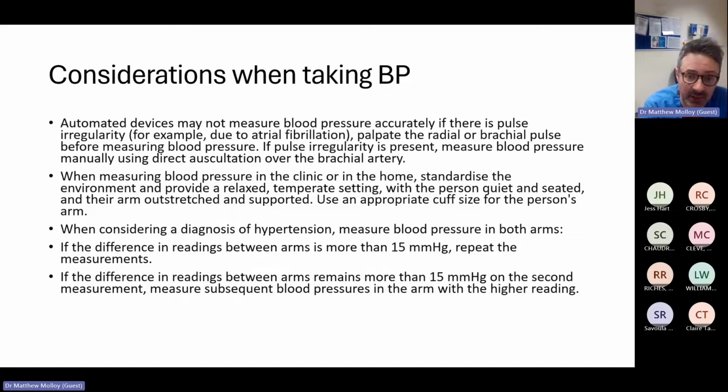When considering a diagnosis of hypertension, we should be measuring blood pressure in both arms as well. If the difference in readings between arms is more than 15 millimeters of mercury, we need to repeat the measurements. If this persists, we need to use the reading in the higher arm as the blood pressure to go on. And disparities in blood pressure between arms can be a red flag that this patient has severe cardiovascular disease, or it can hint at other things such as coarctation of the aorta. But I think if we see a disparity, we should be thinking this patient is likely an arteriopath, and we should be doing as much as we can to get them on primary prevention.